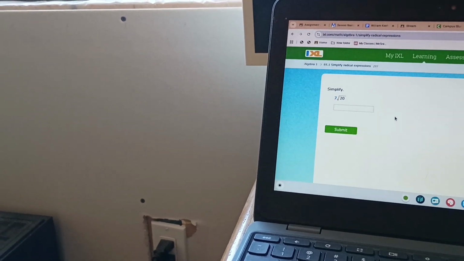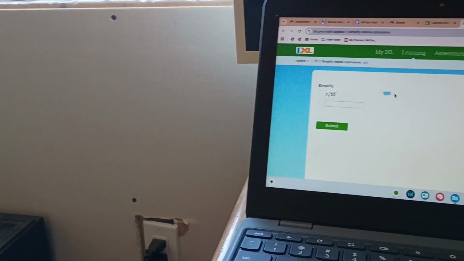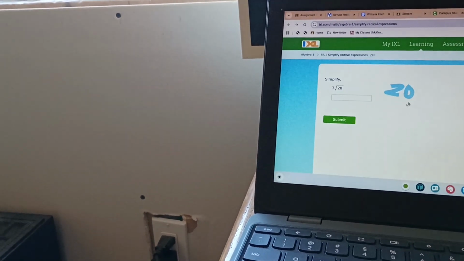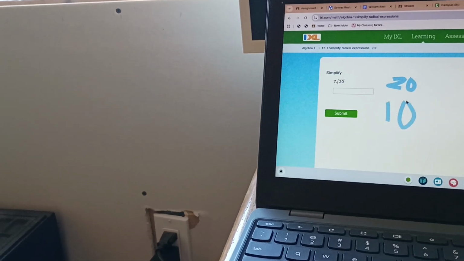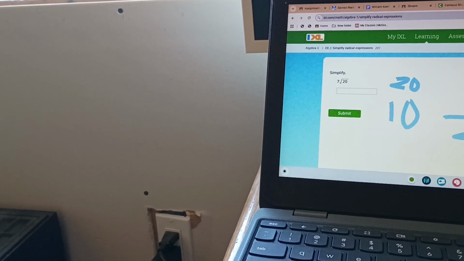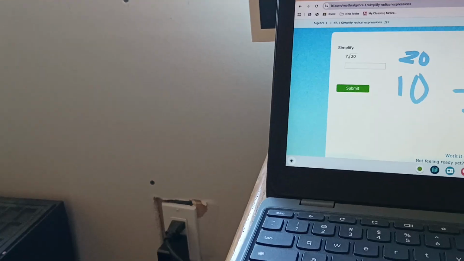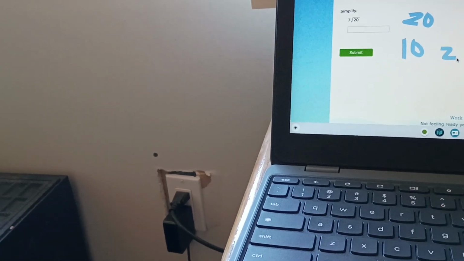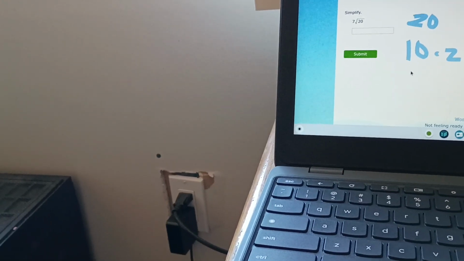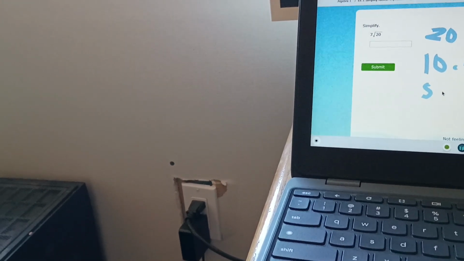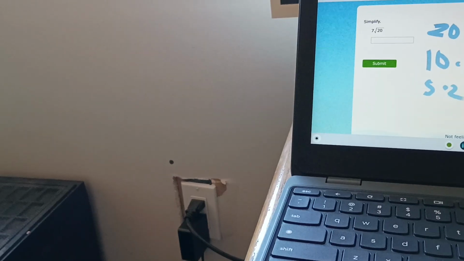So here we have a number in this corner. I keep pressing right click. So what you want to do instead is you start off the same: 20, 10, and 2. It's ugly. 10 and 2 go into 20. 5 times 2 goes into 10.